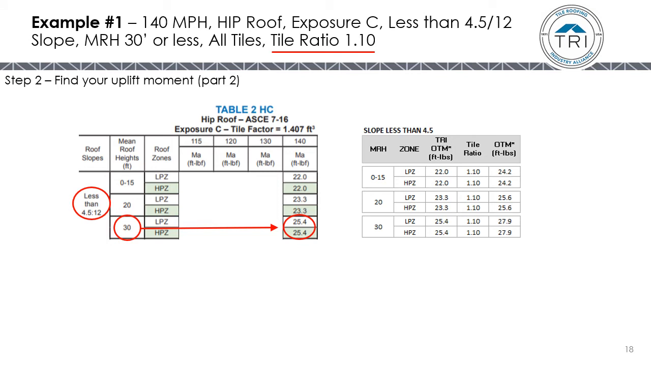We take our table we found in step 2, part 1, and go to step 2, part 2, which is factoring in the tile ratio. So we take our values from table 2HC, and we at 25.4, we factor in the tile ratio of 1.1 and come up with a new aerodynamic uplift moment of 27.9.